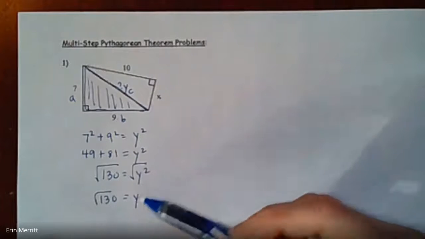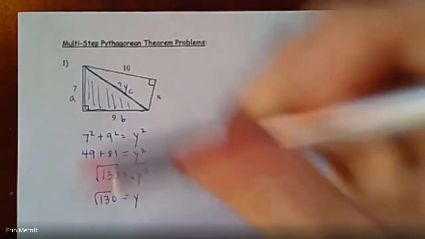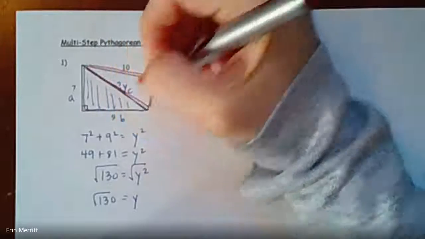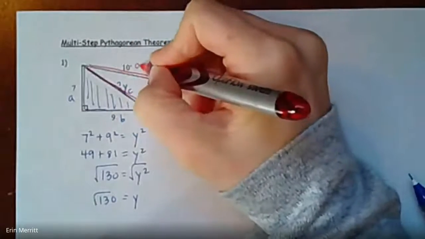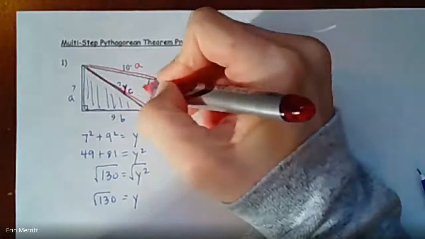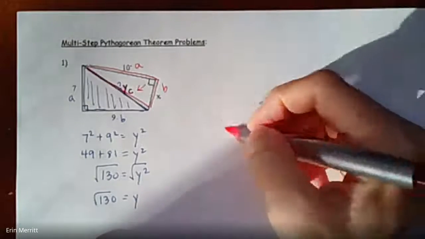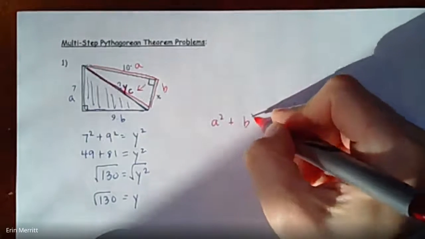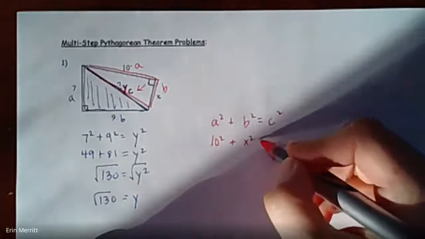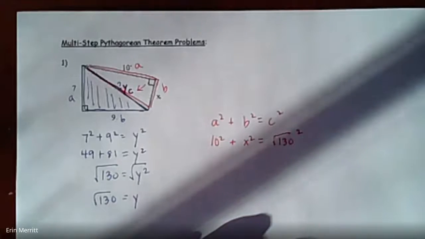Now we can focus on the triangle that has the x in it. In this triangle, 10 and x would be my a and b values. And the y that we just found is also the c because it's the hypotenuse of that little red triangle. So in my red triangle, a squared plus b squared equals c squared gives 10 squared plus x squared equals my y value, radical 130, squared.